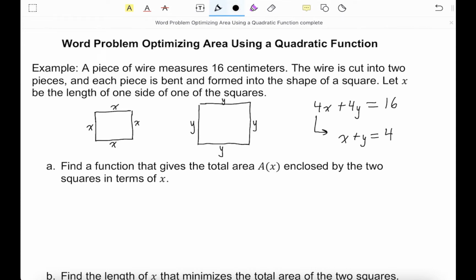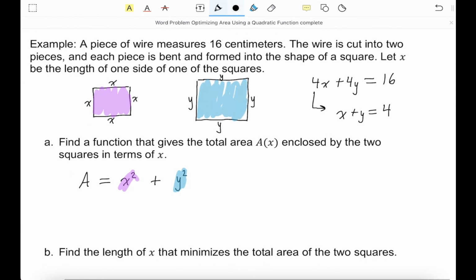Okay, so now find a function that gives the total area A(x) enclosed by the two squares in terms of just x. So if we're looking at the area, and I won't put it in terms of x right away, the area would be x squared plus y squared. x squared is from this area here, and y squared is this area here. And we're trying to get this in terms of just x.